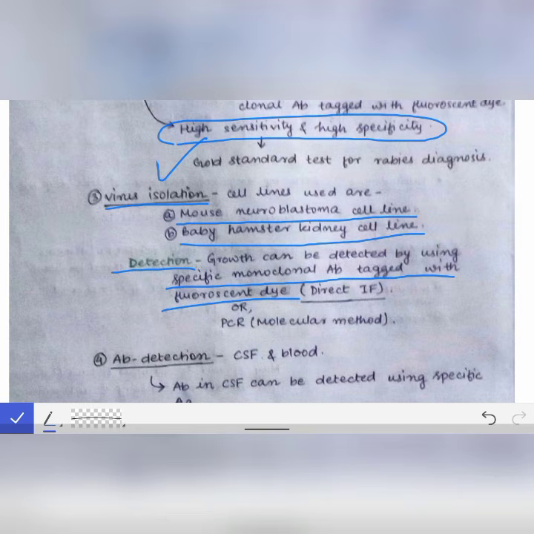Other than that, we always have PCR. The molecular methods are always there for detection of the virus over the cell lines. So by these two methods we can detect the virus over the cell lines. That is called virus isolation.